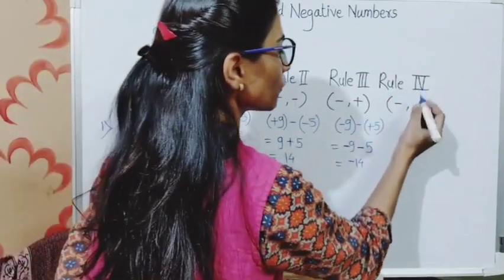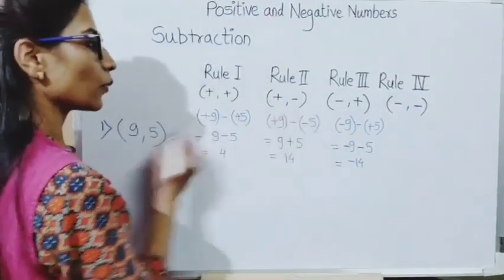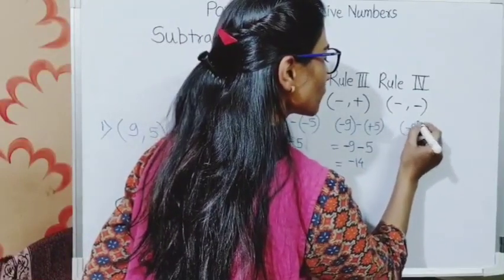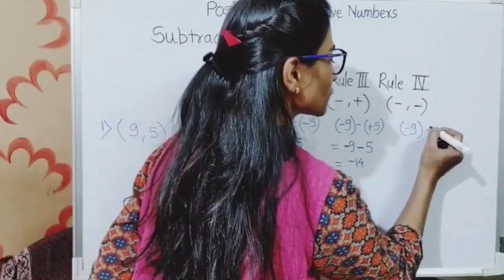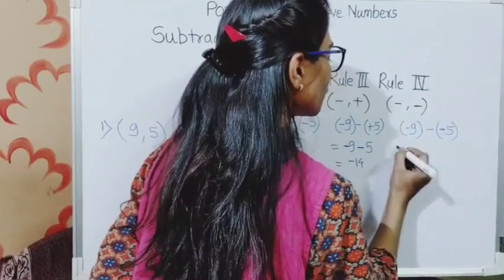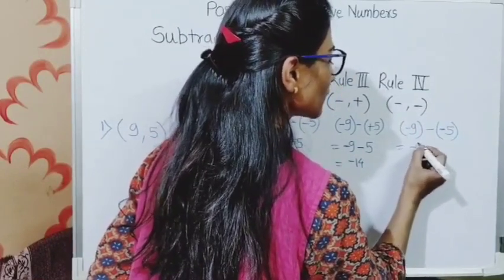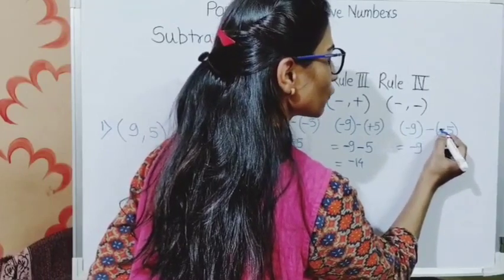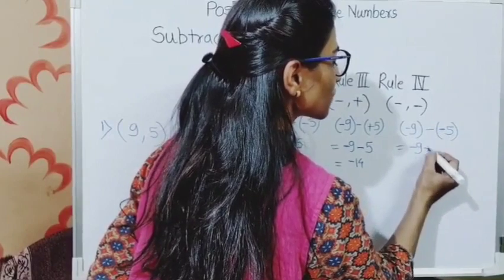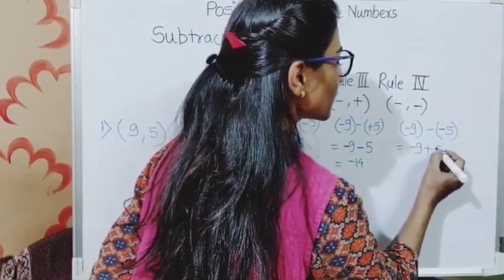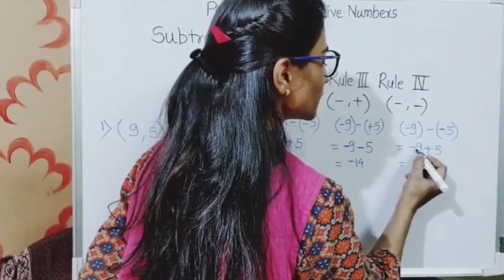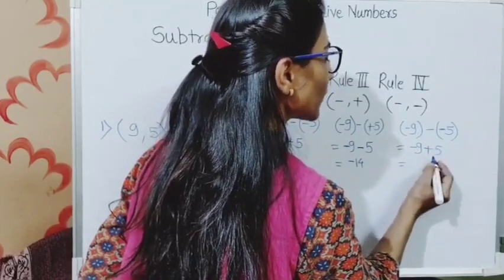Now for rule number 4, we have to take both numbers negative. Okay, so negative 9 subtraction is there and negative 5. So what will happen? This negative 9 remains as it is. When this sign comes out of this bracket, this minus minus becomes plus here, and this 5 remains as it is. Now both signs are different from each other, that's why we have to do subtraction here.